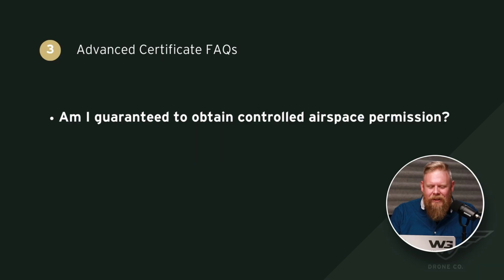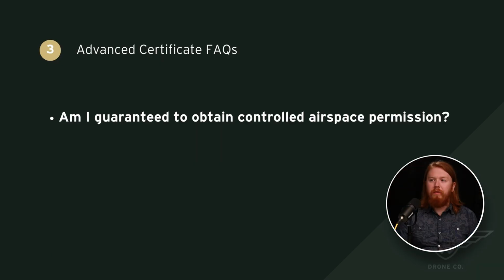Shared by NAV Canada. Am I guaranteed to obtain controlled airspace permission? No. Controllers have discretion over their own airspace. I've spoken to some of the controllers at our local airport and asked them, so when someone makes a controlled airspace permission request, what's the process? And they say, oh, it goes to the highest rank controller at the tower. It's different for every tower. This tower's process is they call the operator and ask them.